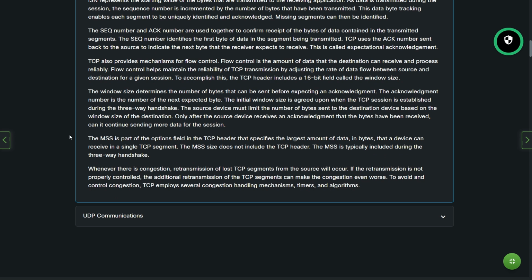Whenever there is congestion, retransmission of lost TCP segments from the source will occur if the retransmission is not properly controlled. The additional retransmission of the TCP segments can make the congestion even worse. To avoid and control congestion, TCP employs several congestion handling mechanisms, timers, and algorithms.